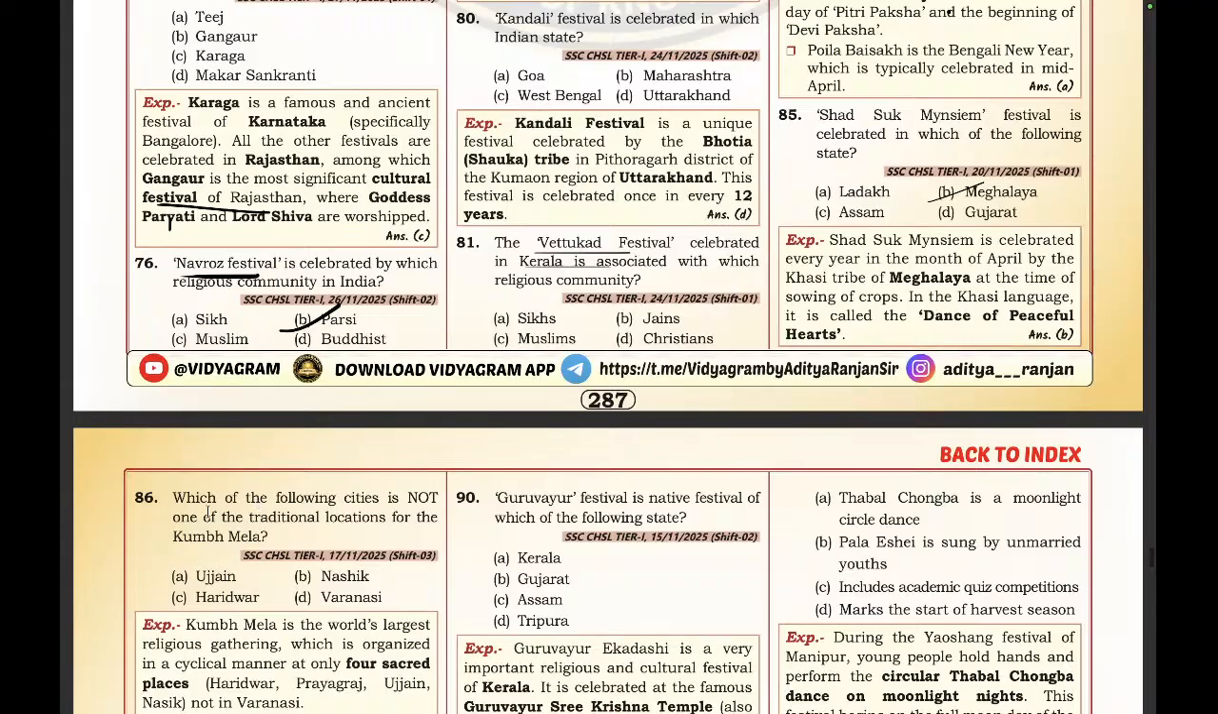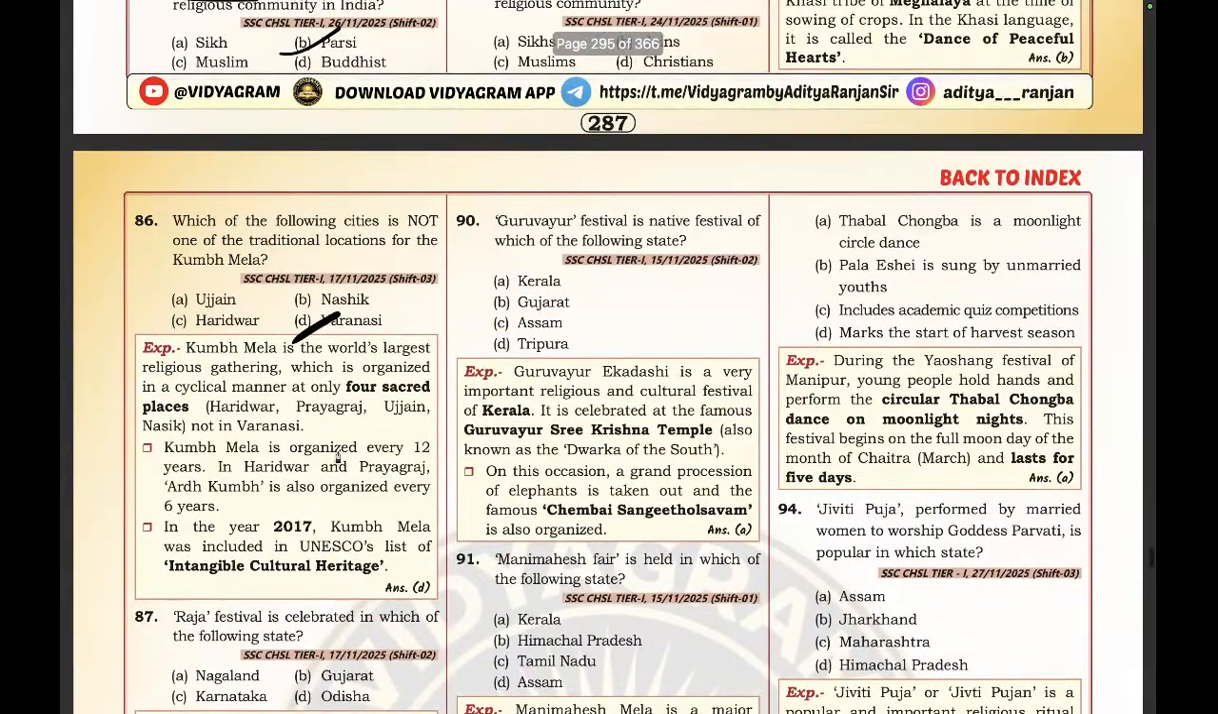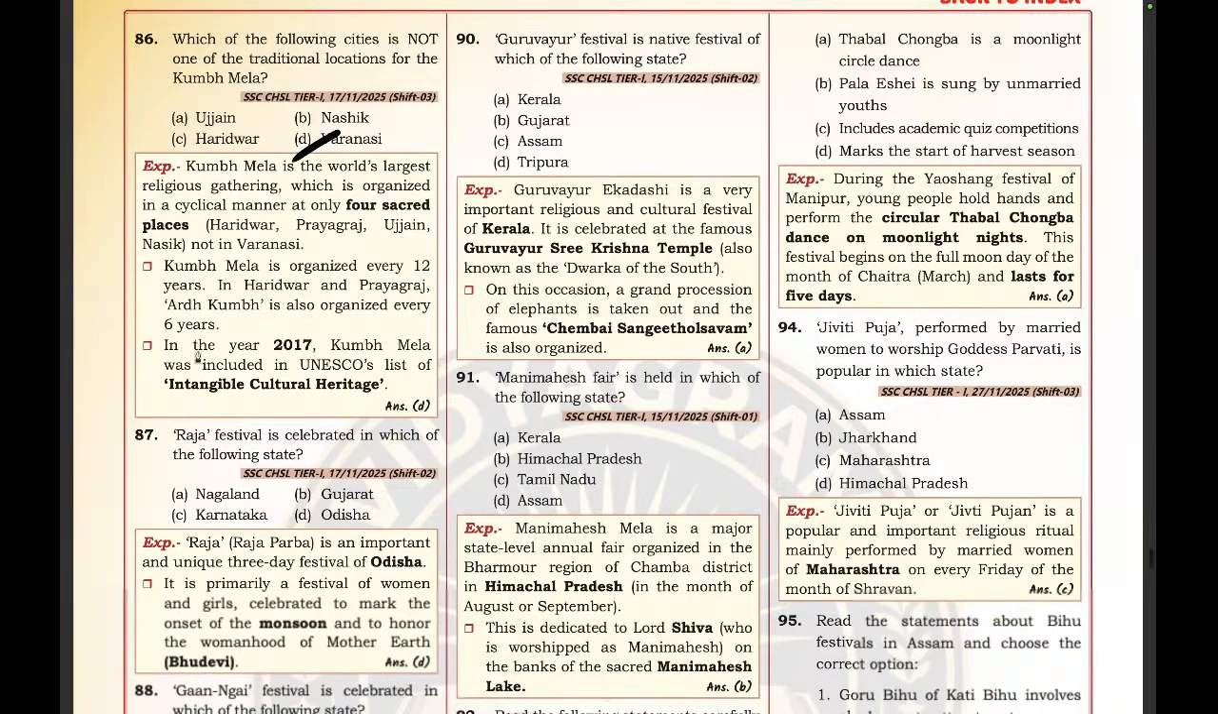Which of the following cities is not one of the traditional locations of the Kumbh Mela? Where is it not held? Kumbh Mela is not held in Varanasi. Okay, Haridwar, Prayagraj, Ujjain, Nashik, not in Varanasi. In 2017, Kumbh Mela was included in the UNESCO Intangible Cultural Heritage list. Okay, and Kumbh Mela is organized every 12 years in Haridwar, Prayagraj. Ardh Kumbh is also organized every 6 years.